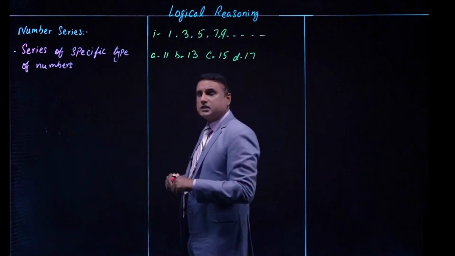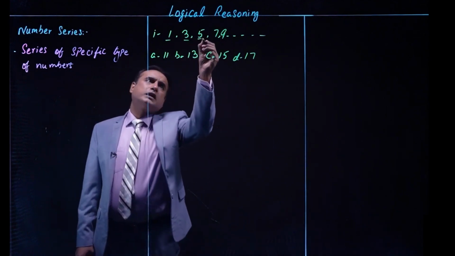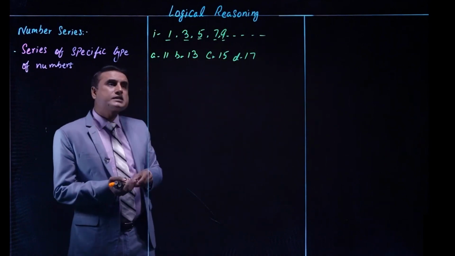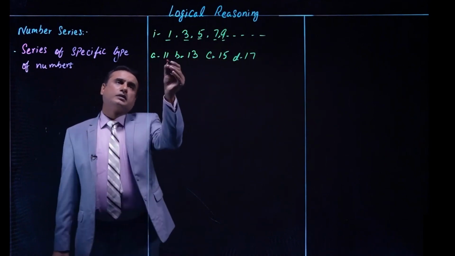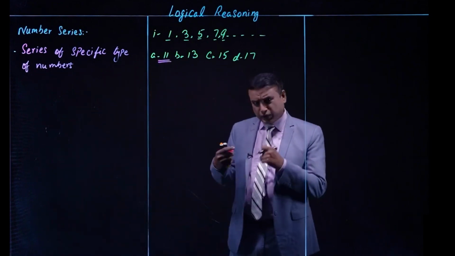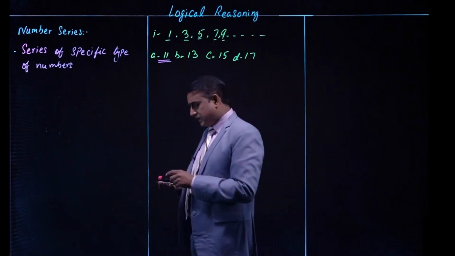Odd numbers क्या होते हैं? That are not divisible by 2. तो इसमें से कोई भी 2 से divisible नहीं है. So the next number should be 11, because अगला हमारे पास जो odd number आ रहा है that is 11.